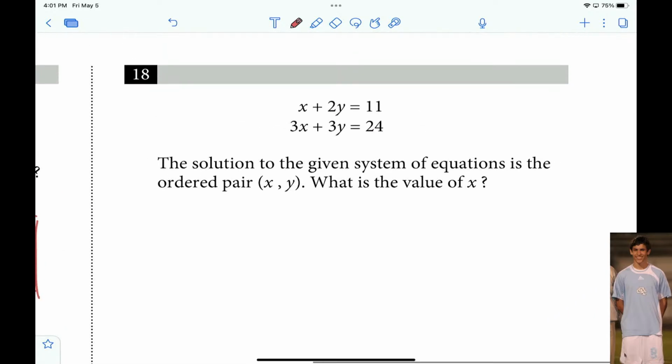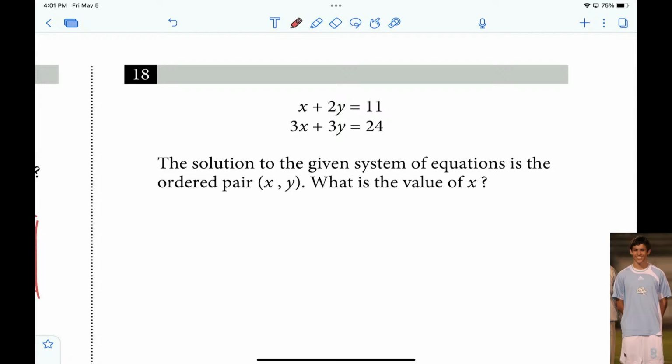All right. So here, number 18, system of equations. It says the solution to this given system of equations is the ordered pair xy. What is the value of x? Well, since they want the x solution, we're going to eliminate the y. So again, I'm a big fan when both lines are written in standard form to do elimination. Could substitution work? Absolutely. Substitution works every time. But I think substitution usually takes longer. There's more steps and people make more mistakes. So that's why I really like elimination.